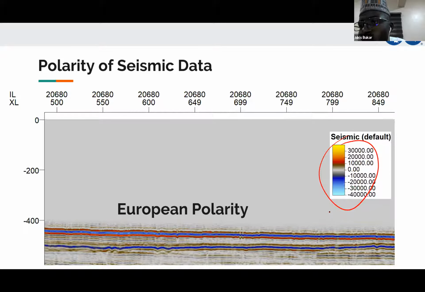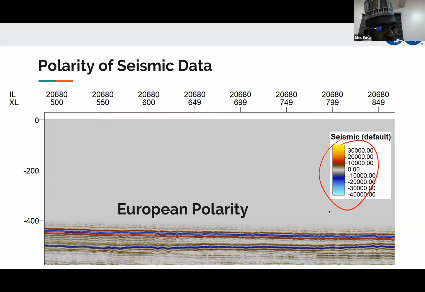But generally, we seem to observe that data coming from the Gulf of Mexico or somewhere in the US usually comes with American polarity, and data from Europe, like the North Sea, would come in a European polarity. But obviously, you can't just depend on that. If you get some data from, I don't know, China or somewhere, it could be either. So that is that about polarity.